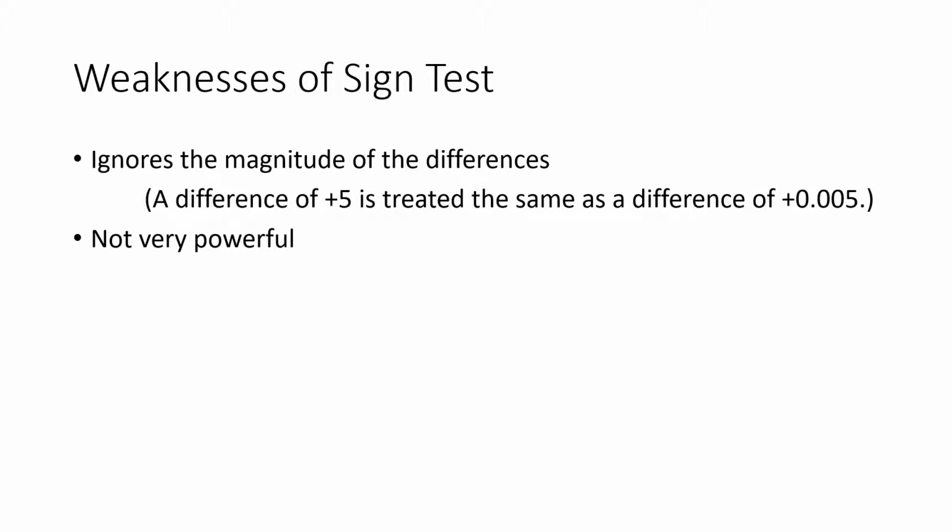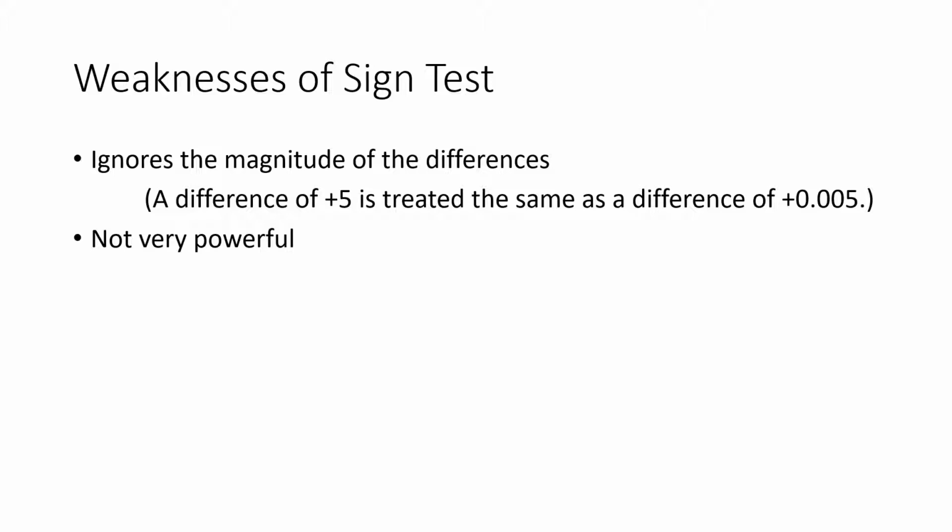Weaknesses of the sign test. One of the key weaknesses is that it ignores the magnitude of the difference. So for instance, if I had seen an alcohol content of 13% with a difference of 5, that would be treated in the same way as if I saw an alcohol content of 8.005, with a difference that is only 0.005. Both of those would be viewed similarly because both of them would be positive differences, and the sign test only focuses on whether the differences have a positive or a negative sign.